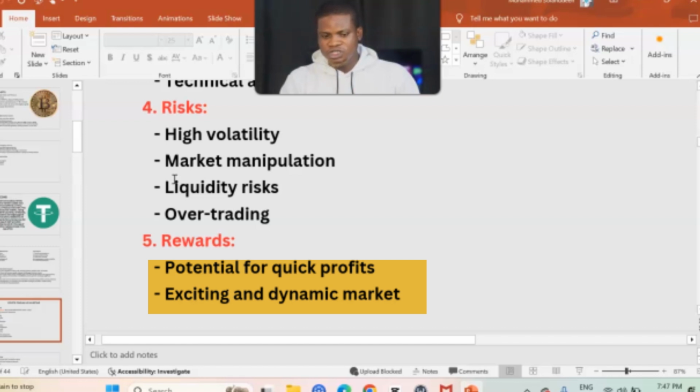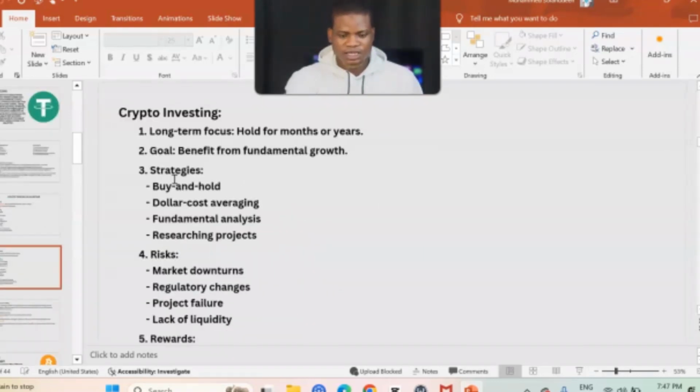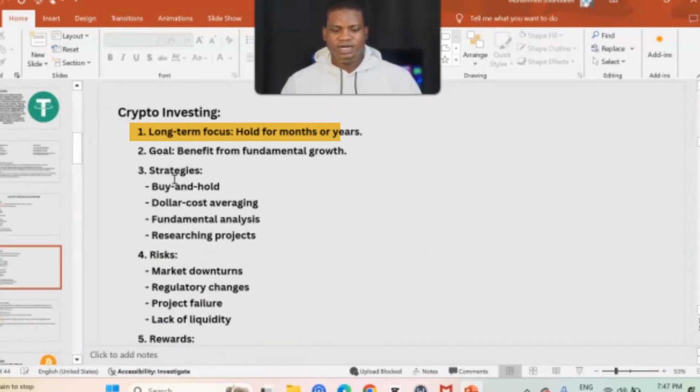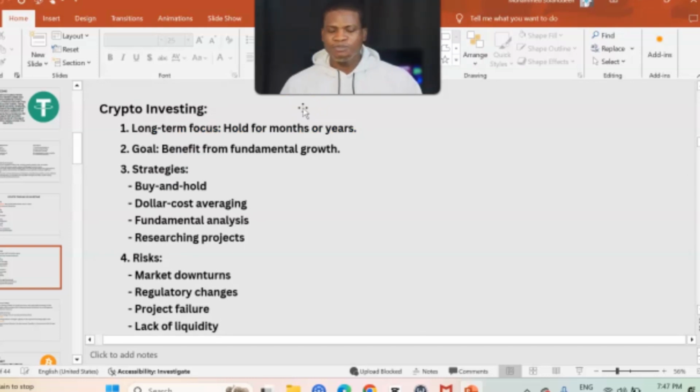There is a lot of money to be made from the market. Let's talk about crypto investing. Crypto investing is a long-term focus, which means you are planning to hold a particular asset for a very long time. You are holding for months or years. Some people have been holding Bitcoin for the past 10 years, some for the past 7, some for the past 6 months, some for the past 1, 2, 3 years. So that is investing. You are buying a coin and you are holding it for a long-term purpose.